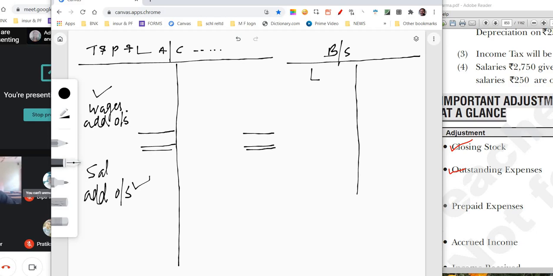It can come either in trading account or in profit and loss account. It may be salary, commission, wages, insurance, or any such indirect expenses or direct expenses. So both of the expenses can come as outstanding. Okay, so that is the first effect. Second effect. Tell me.